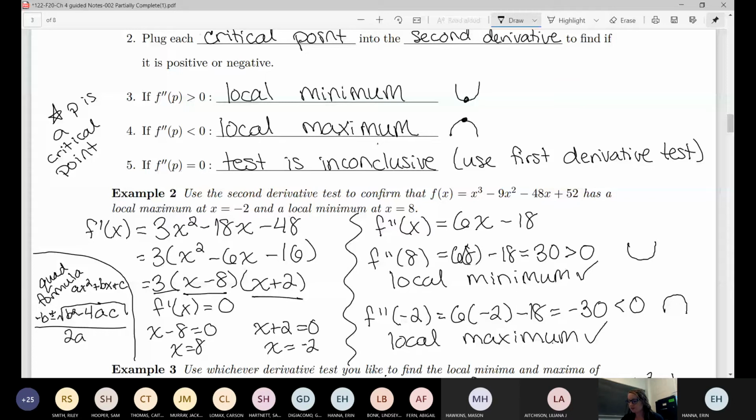Again, if you can find the second derivative easily, it's kind of a nice test to use, but sometimes it doesn't work, and sometimes it's super hard to find the second derivative.